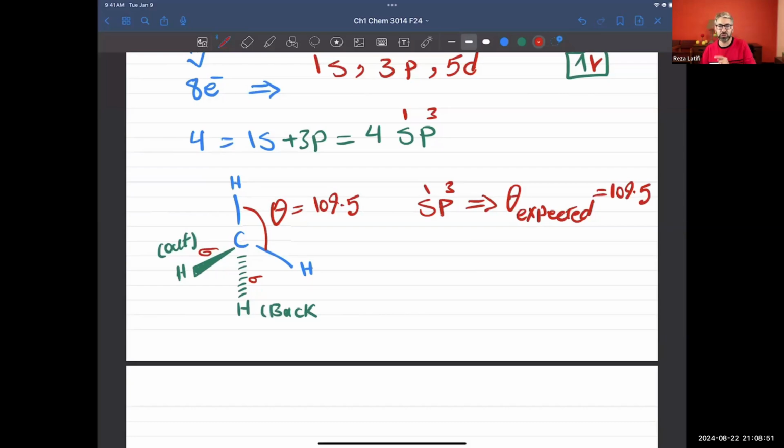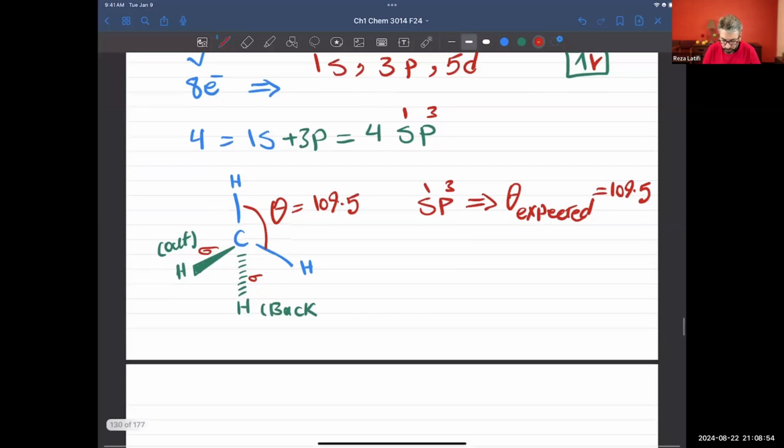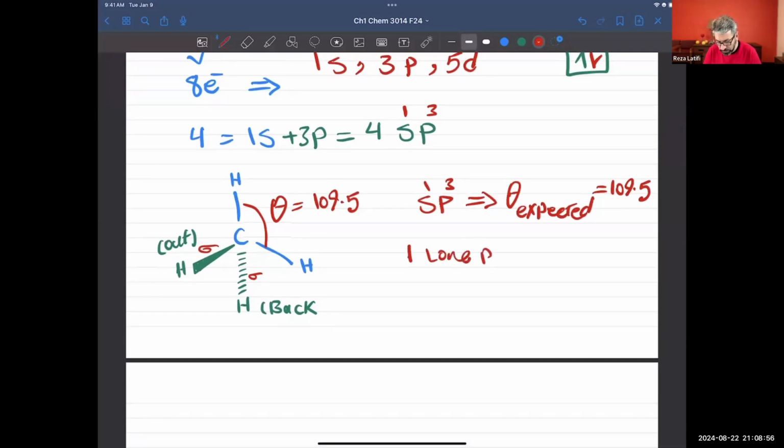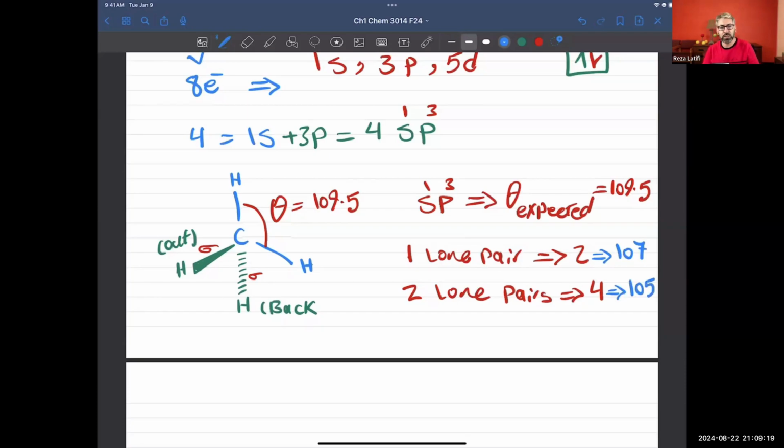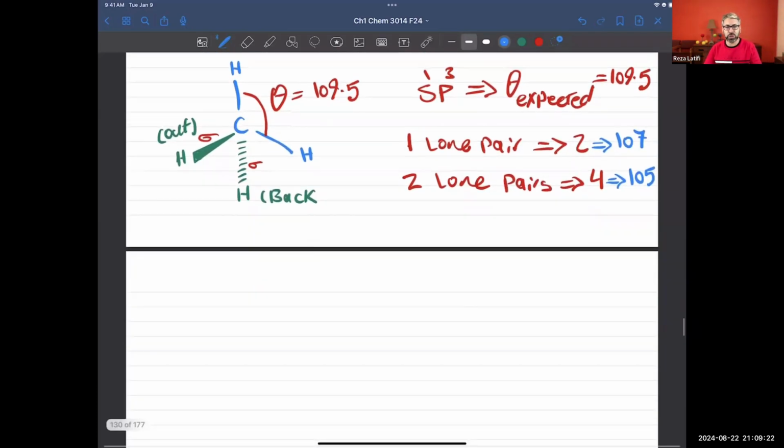If there is a lone pair, you're going to drop something from 109. If you have 1 lone pair, go down by 2 degrees. If you have 2 lone pairs, then go down by 4 degrees, so you will subtract 4 from 109. So for the first one, it will be around 107, and for this one, it will be around 105. Okay, cool. Now, is it polar or non-polar?